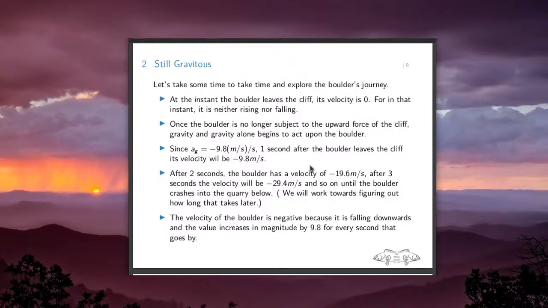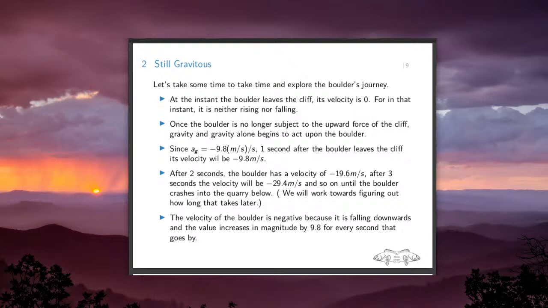So before we even do anything else, let's talk heuristically about our boulder here. For example, the instant the boulder leaves the cliff, its speed is 0, because it's neither going up nor down, right? We're looking at its vertical velocity here. Nothing's happened to it yet; the instant it's pushed off the cliff, gravity hasn't really had a chance to do anything with it. So when time equals 0, its velocity downward is 0, because there hasn't been a chance for it to accelerate yet.